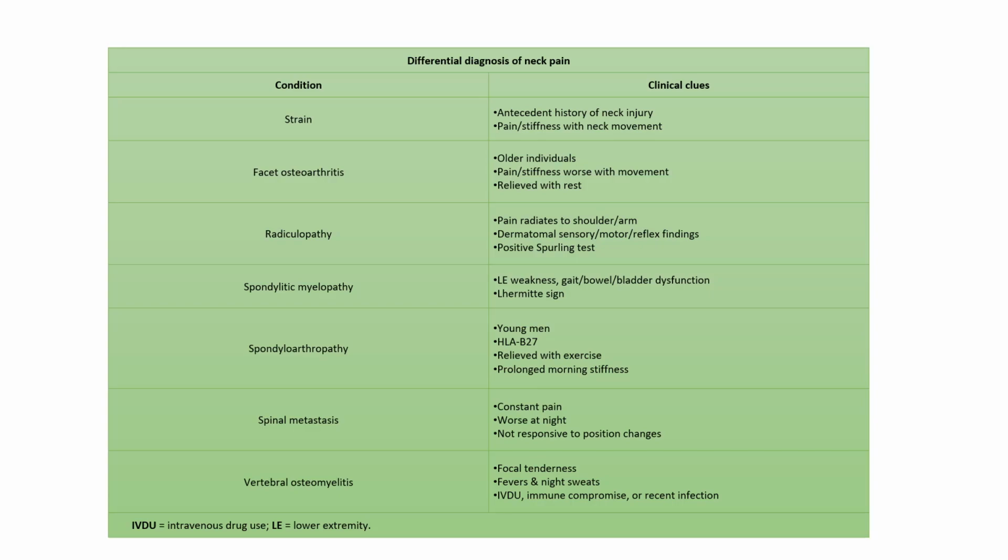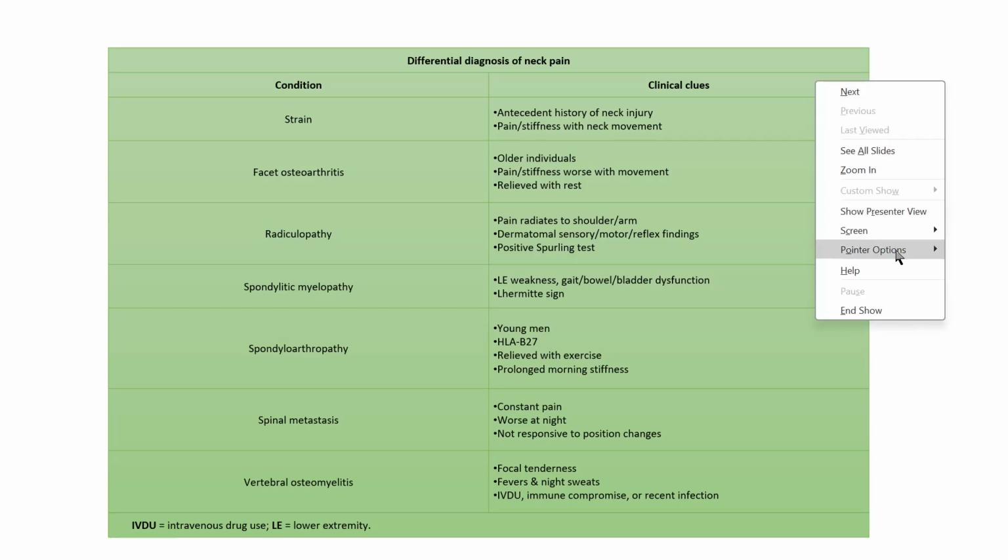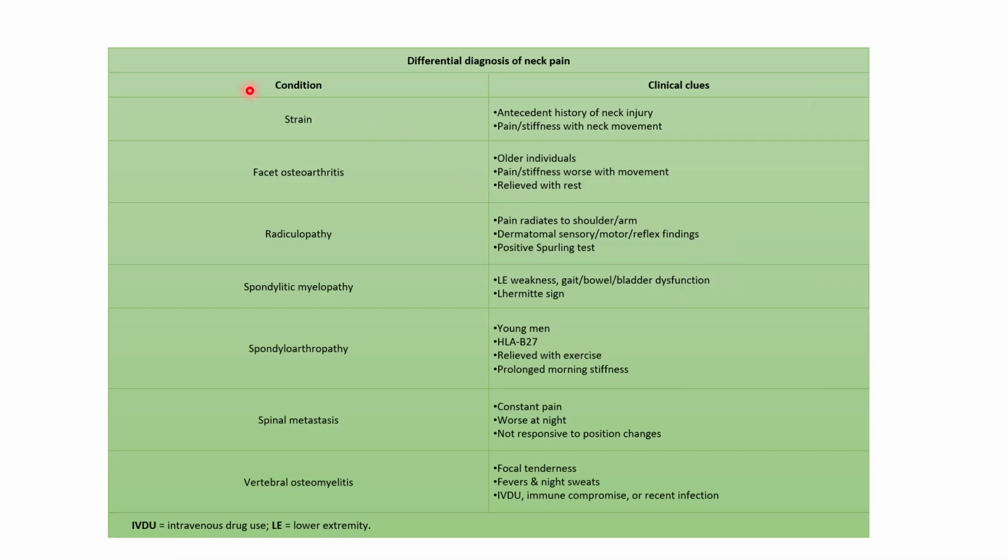That means strain, spondylitic myelopathy, spondyloarthropathy, and any sort of spinal metastasis. Then think about R, that means any sort of radiculopathy. Then you should think about any sort of itis, like vertebral osteomyelitis or facet osteoarthritis. So start with all the S. That means strain.